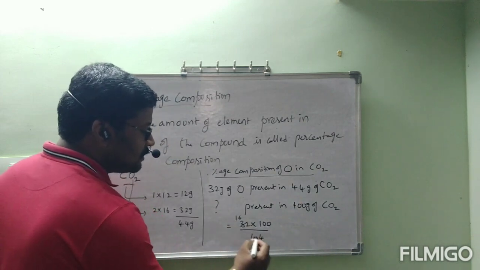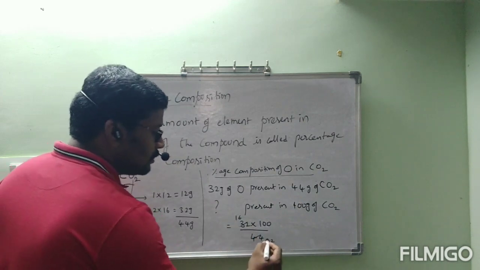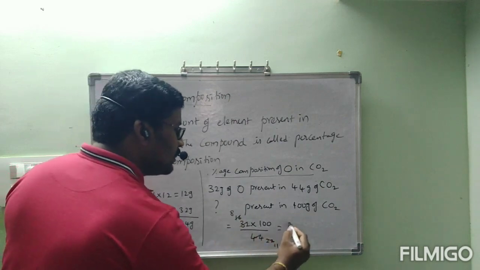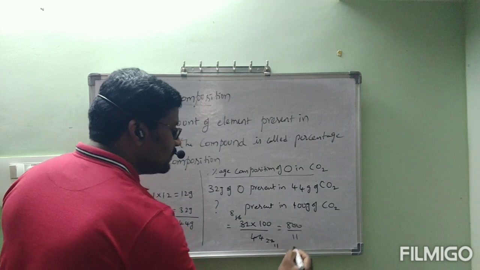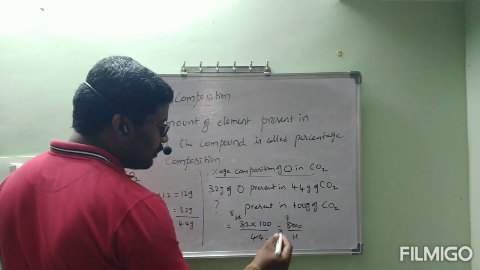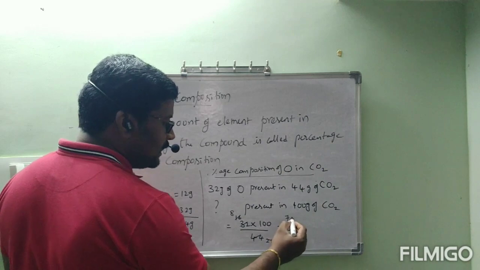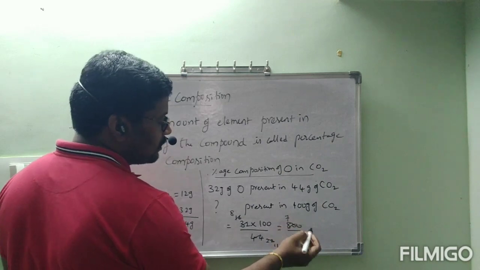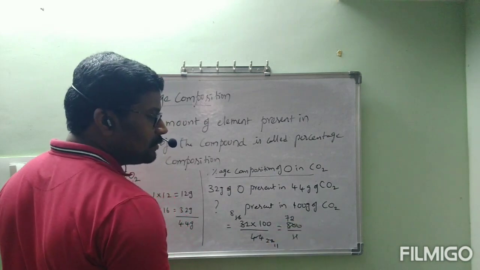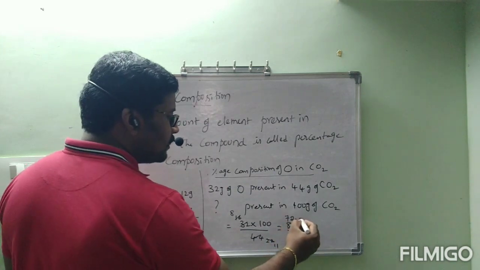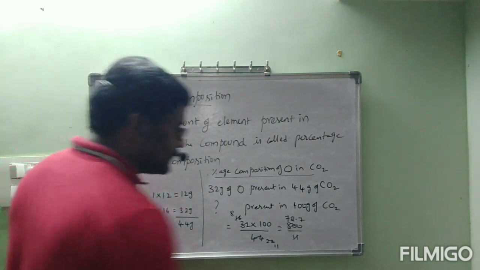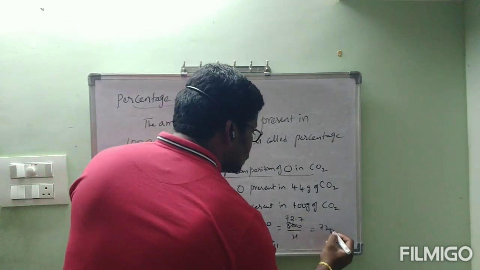2 16s, 2 22s, 2 11s, 2 8s. 800 divided by 11. 11 sevens, 77. 3, 30. 30 means 2's: 11 twos, 22. 8.7. 72.7. So what is the percentage of oxygen? 72.7.